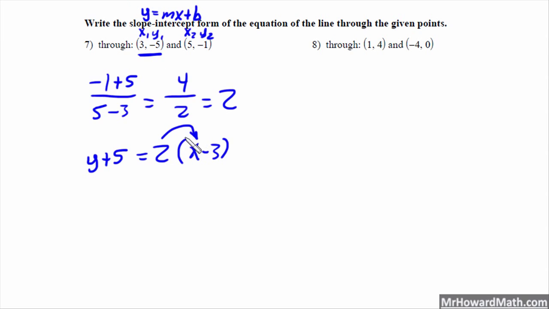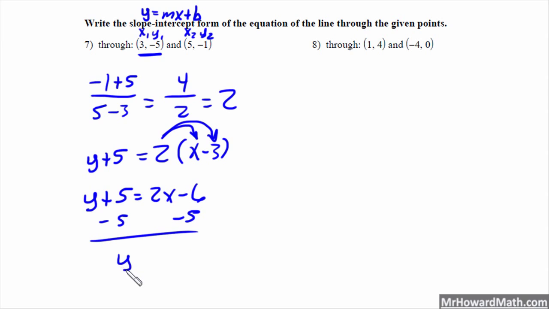So always with point slope, when I'm turning it into a different form, I always have to distribute so I can see what I'm working with. Y plus 5 equals 2x minus 6. Now just subtract the 5 so that y is by itself. And finally, answer is y equals 2x. Negative 6 minus 5 would be negative 11. So y equals 2x minus 11.